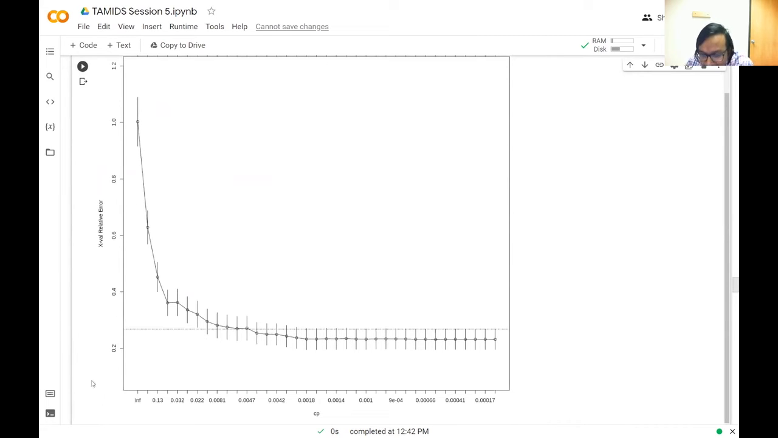In this plot, on the x-axis, we have the thresholds. Here we have infinite threshold, which is not something we want. And as we move from left to right, we have decreasing thresholds. And if we move further to the right, we are going to get 0 as our threshold, which means that we do not do any sort of pruning. And on the y-axis, we have the error.